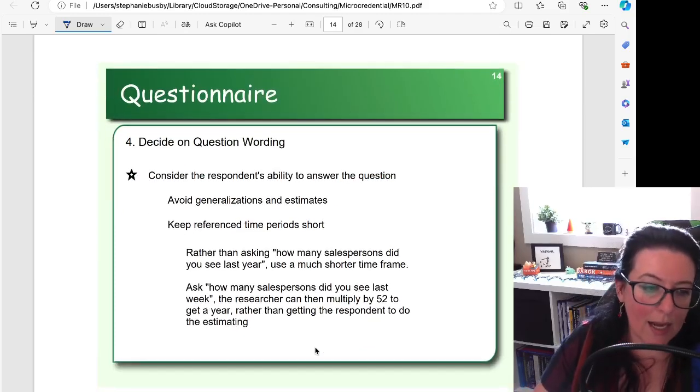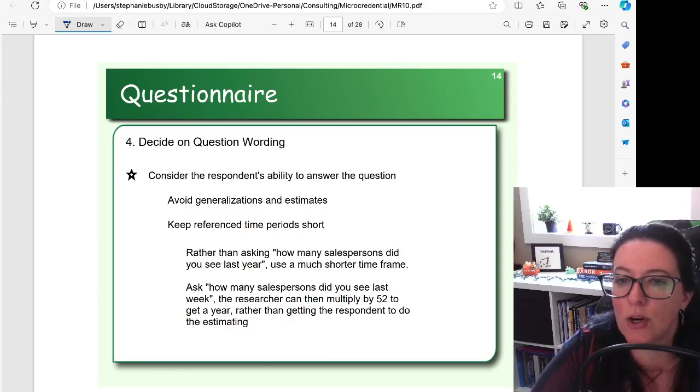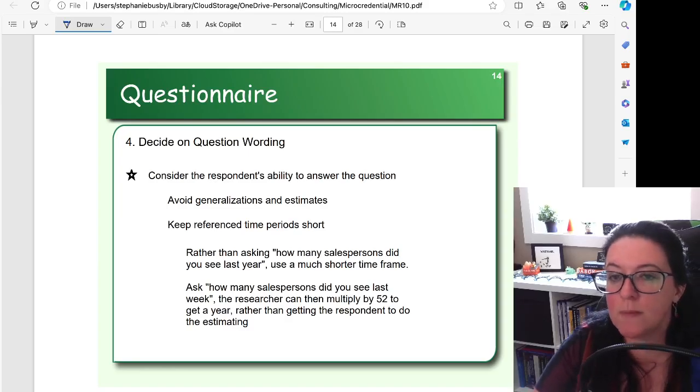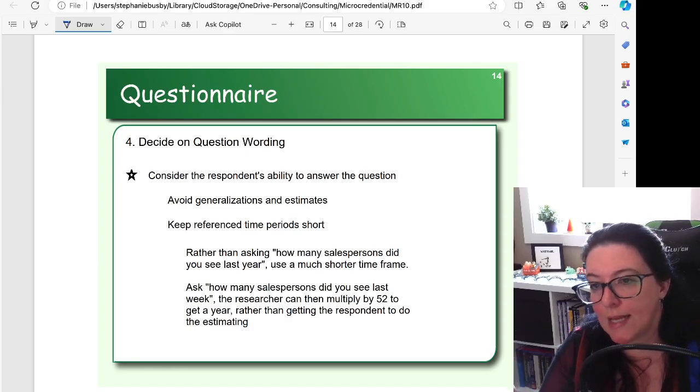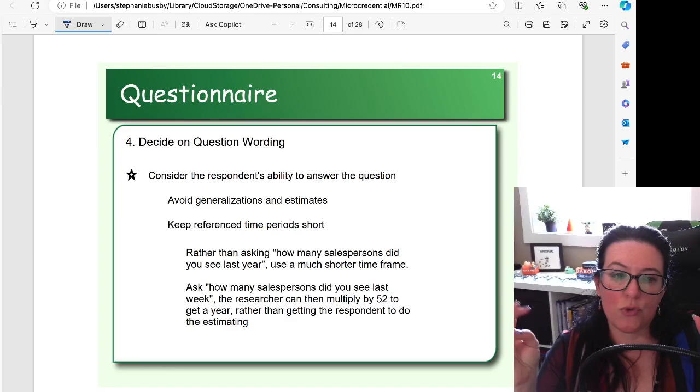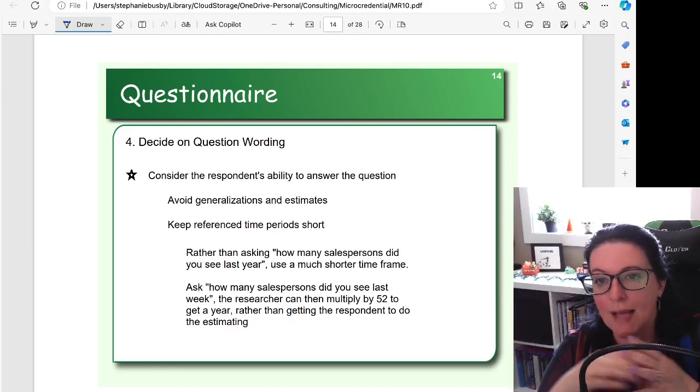When we are deciding on question wording, consider your respondent's ability to answer the question. So again, we want to make sure that they are informed enough to answer the questions. Avoid generalizations and estimates. Try to be very specific in what you're asking for.